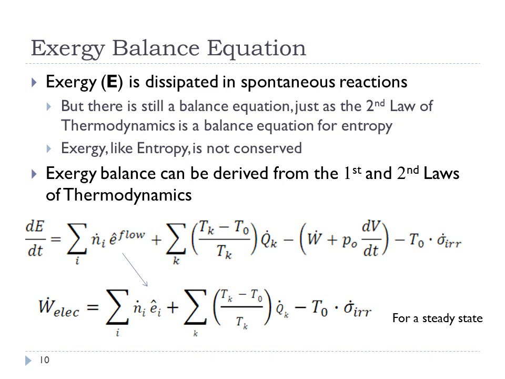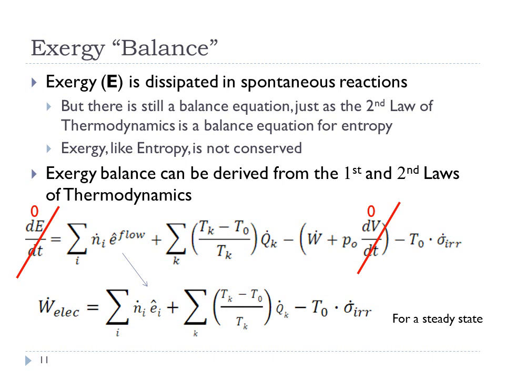So for a steady state system, what we're going to have is the d by dt terms going to zero, and what we're left with when we rearrange terms is the amount of work. I'm assuming there's no mechanical work, so all the work leaving is electrical work.